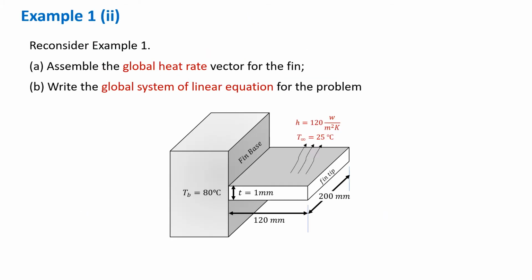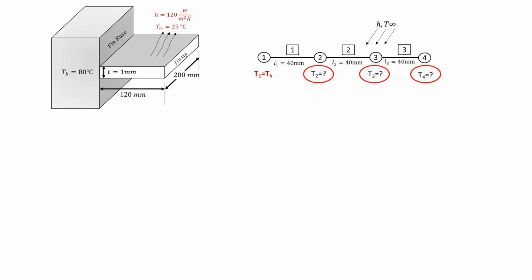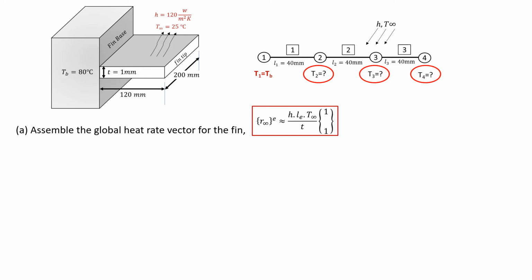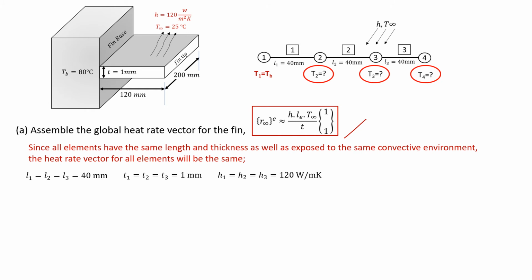Okay, now let's reconsider example 1. In this example, we would like to assemble the global heat rate vector for the fin and write the global system of linear equations for this problem. In order to obtain the global heat rate vector, first we have to determine the heat rate vector for each element by using this equation. Similarly, since all elements have the same length and thickness, and have been exposed to the same convective environment, the heat rate vector for all elements will be the same, as shown in this slide.